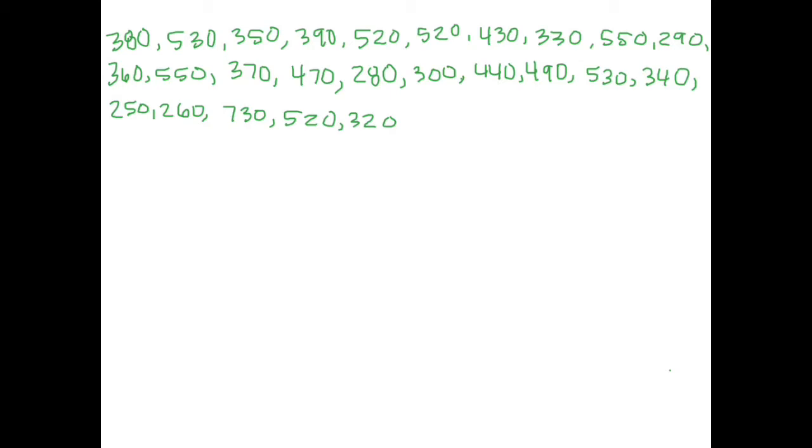Go ahead and write down this list of numbers. These 25 numbers represent the battery life for 25 different phones. We are going to create a box plot that organizes this information, and it will show us what the most common battery life is, as well as where the median, the first quartile, and the third quartile lie.